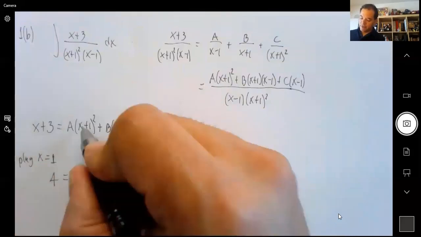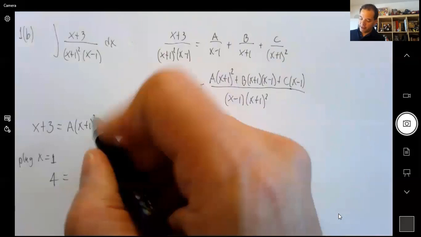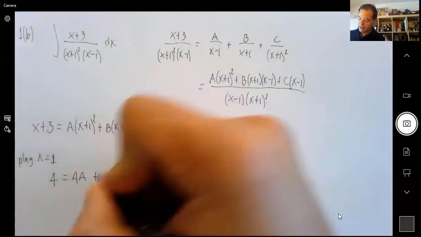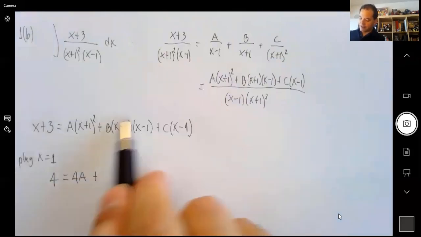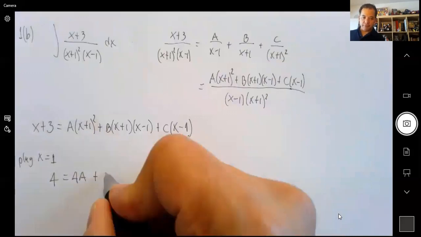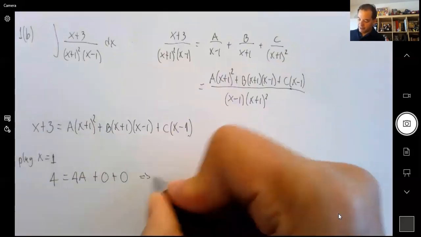1 plus 1 is 2, 2 squared is 4, so that's 4a. When I plug in 1 here, I get 0. When I plug in 1 here, I get 0. That's awesome. So this tells me that a is 1.